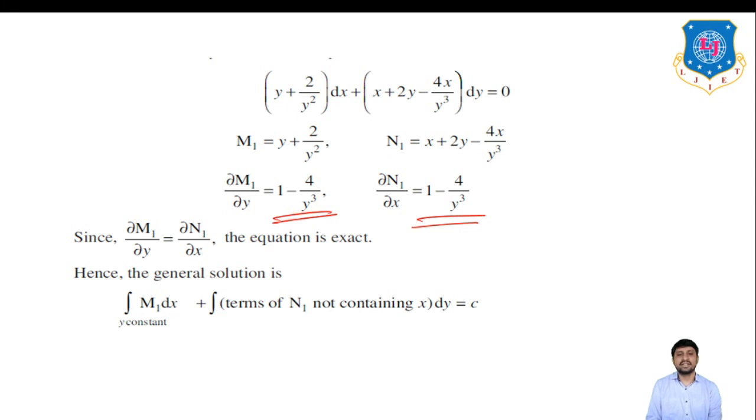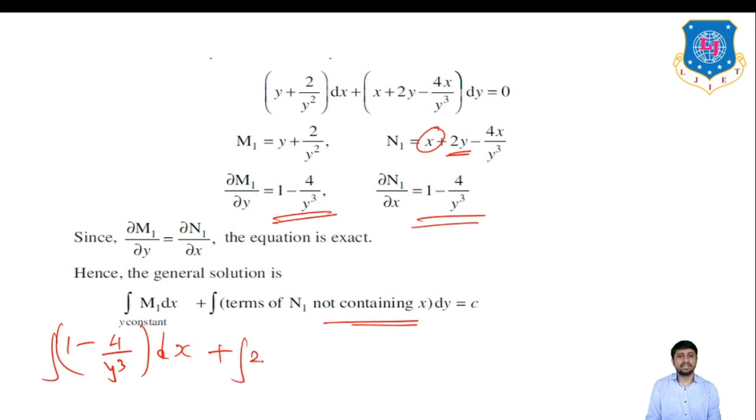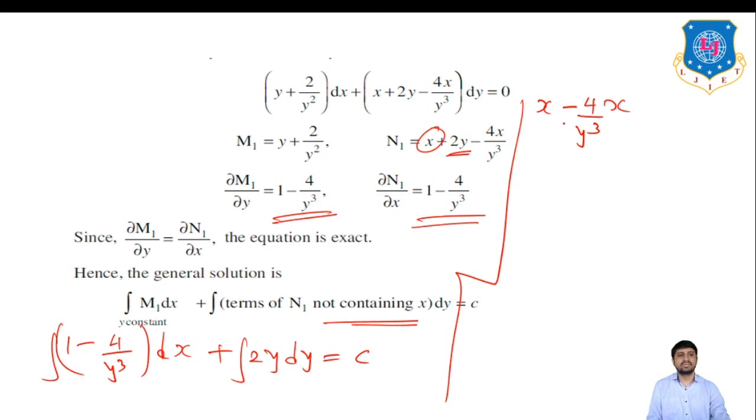Hence the general solution is integration of M1 dx, plus the integration of only those terms of N1 not containing x. Integration of M1, that is 1 minus 4 by y cube, dx. We cannot take the term with x, but we can take the term 2y, so plus integration of 2y dy, equal to c. So what is your final answer? Integration of 1 with respect to x is x, with 4 by y cube as it is, so x minus 4x by y cube, and integration of 2y with respect to y is 2y square by 2, the 2 cancels. So my final answer is x minus 4x by y cube plus y square times 2, that is 2y square, equal to c.